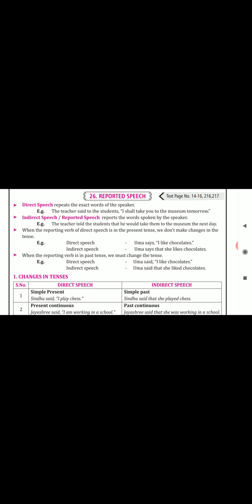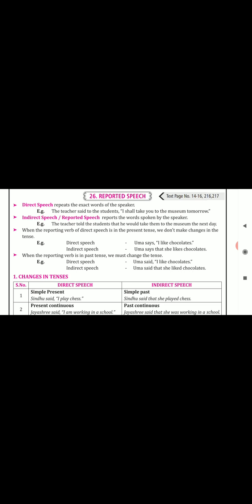In this class, we are going to discuss the grammar topic reported speech. So, first of all, let us know what direct speech and indirect speech are. Direct speech expresses the exact words of the speaker.